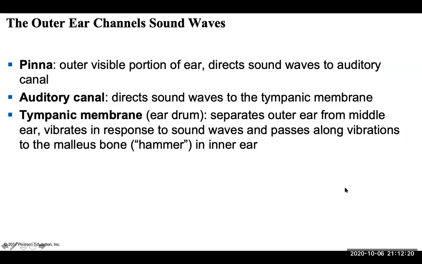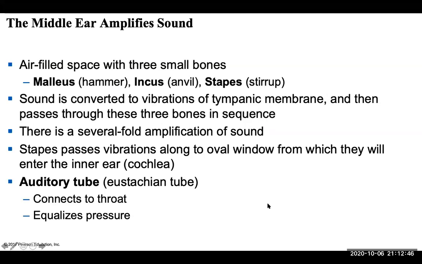Now I'm going to go through some of the anatomy of the ear. We went over a lot of how sound enters the ear. The pinna, or the auricle of the ear, directs sound waves to the auditory canal, and that will direct the sound waves to the tympanic membrane, or the eardrum. That will turn those sound waves into vibrations to the malleus bone, or the hammer. Then you have an air-filled middle ear that amplifies the sound as it goes through 3 tiny ossicles, or bones: the malleus, incus, and stapes. And these bones will be able to amplify that sound several-fold.